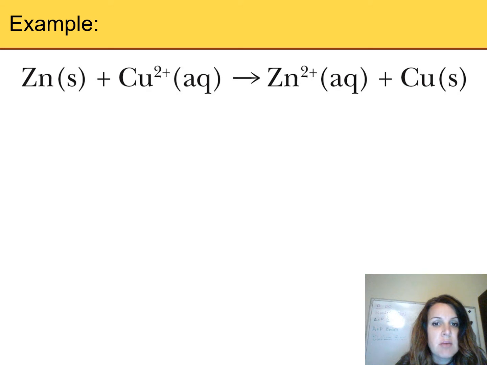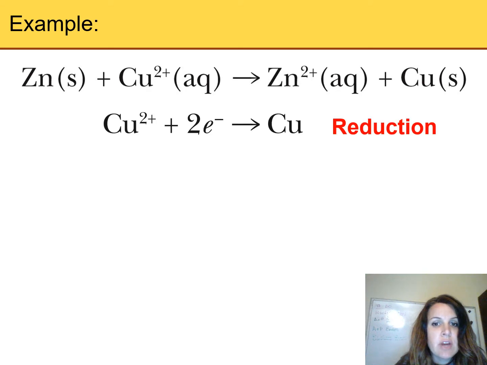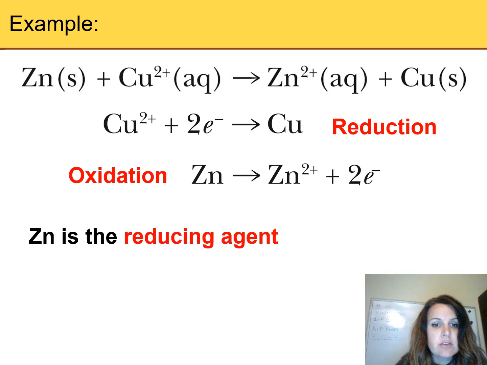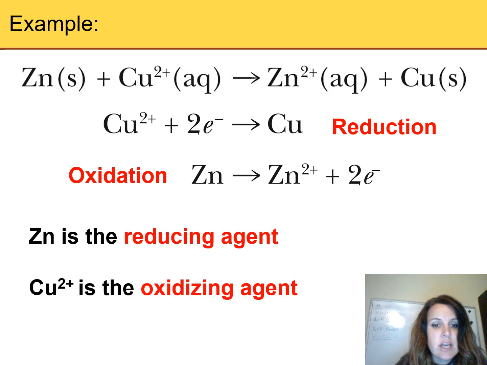We're going to look at the example your book uses to see how, in this reaction, electrons are transferred from zinc to copper. So we have one half reaction where there's a reduction, where the electrons are donated to copper, and the second half reaction, zinc is the one that's donating the electrons. So in this case, zinc is the reducing agent and copper is the oxidizing agent.